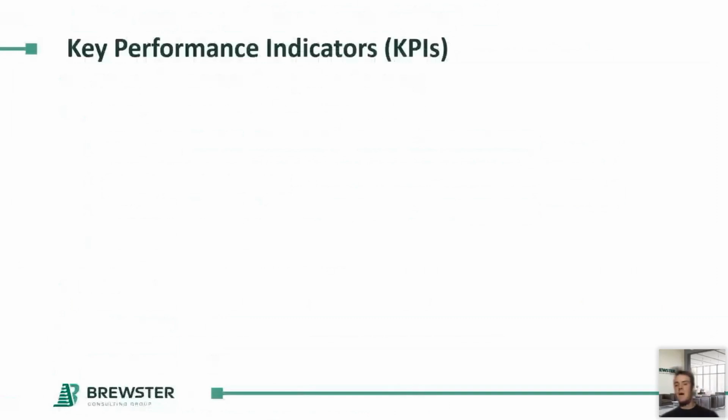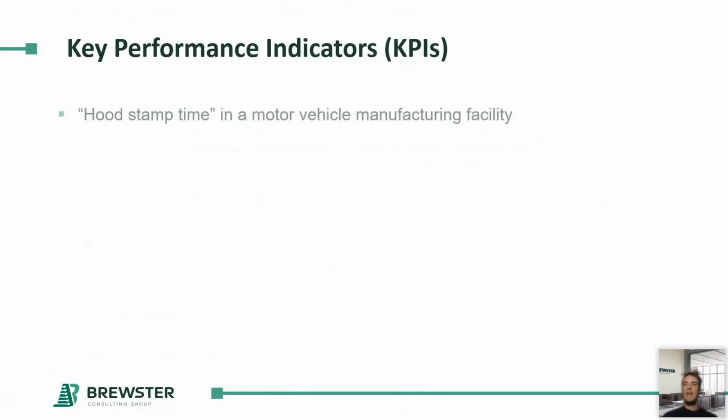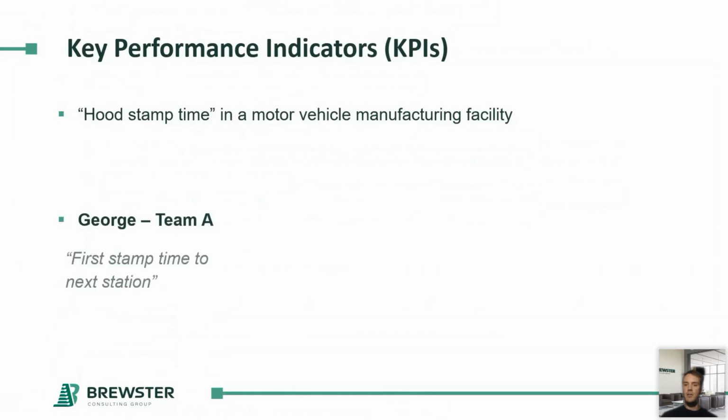Let's pretend for a minute that we are the director in a motor vehicle manufacturing facility, and hood stamp time is the KPI that we're trying to measure across the members of 3 teams. I've got 3 managers: George, who's the manager of Team A, and he defines hood stamp time as the first stamp time to the time that it arrives at the next station across the assembly line. Pretty logical definition for a hood stamp time from a KPI perspective, right?